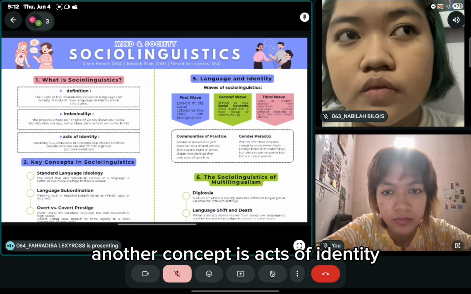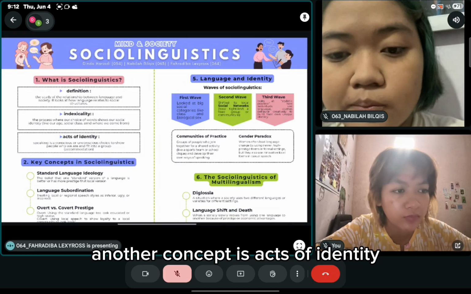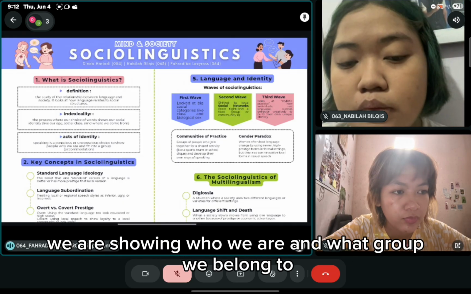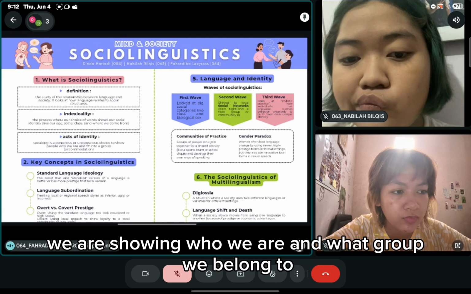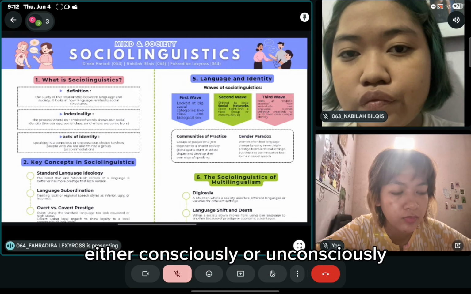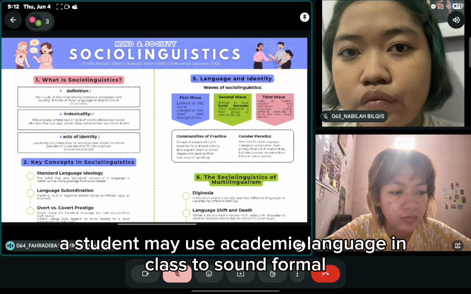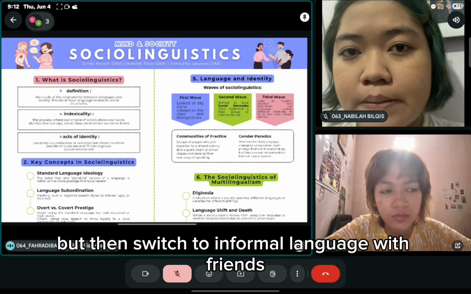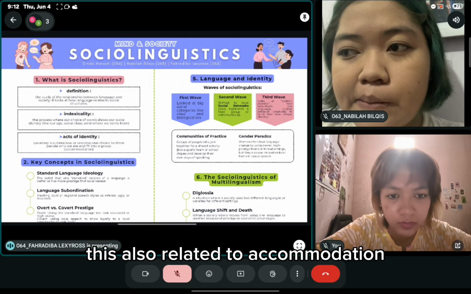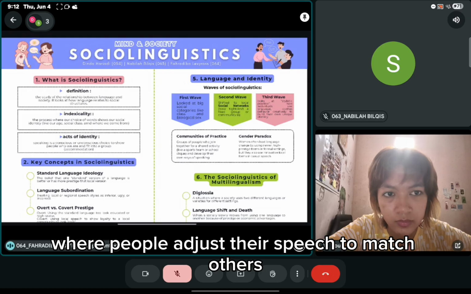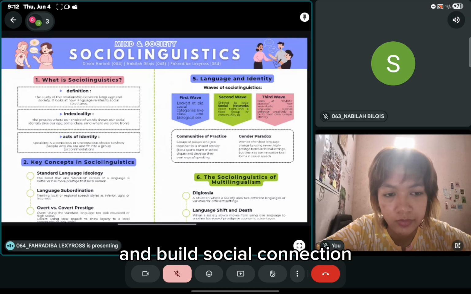Another concept is acts of identity. This idea explains that when we speak, we are showing who we are and what group we belong to, either consciously or unconsciously. For example, a student may use academic language in class to sound formal, but then switch to informal language with friends. This is also related to accommodation, where people adjust their speech to match others and build social connection.